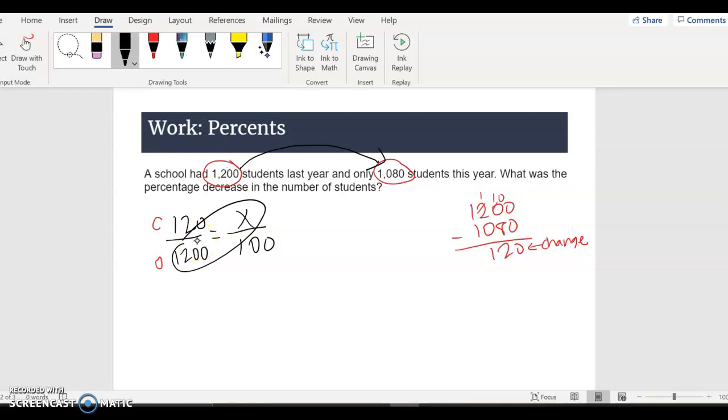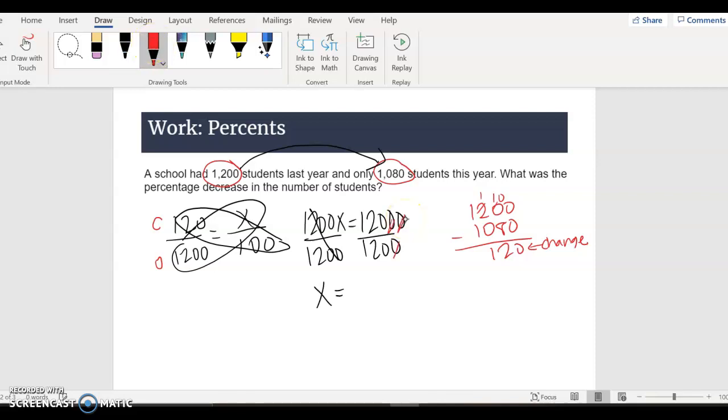Cross multiply, we have 1,200x is equal to 12,000. To get x by itself, we divide by 1,200. Those cancel. We can take out some zeros, but then we still have to divide 120 by 12. 12 will not go into 1, but it will go into 12 one time. Subtract, nothing left. Bring a 0 down. Bring a 0 back up. So this x equals 10%.